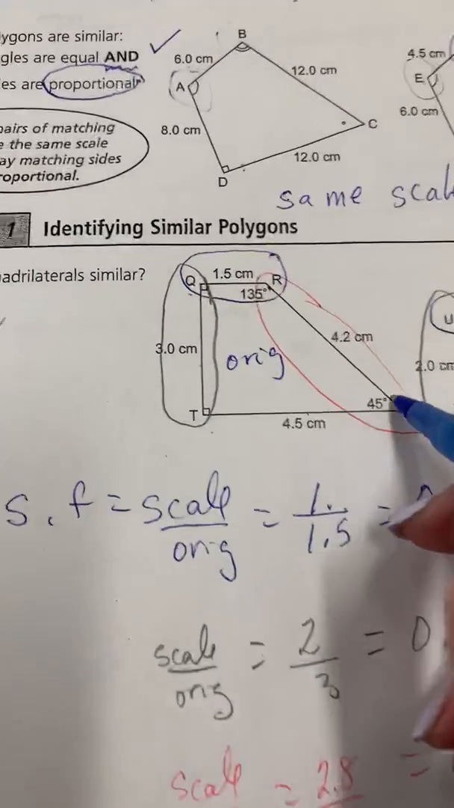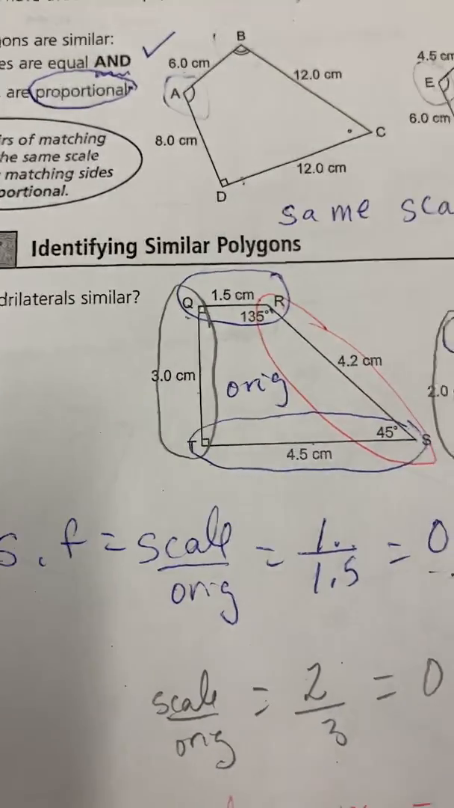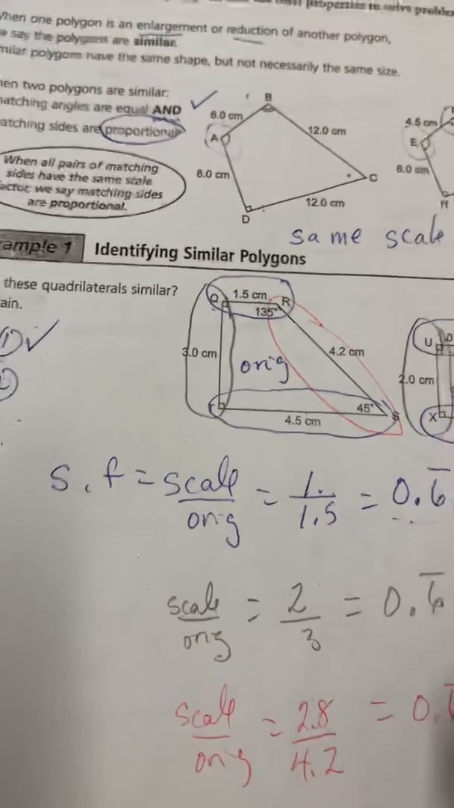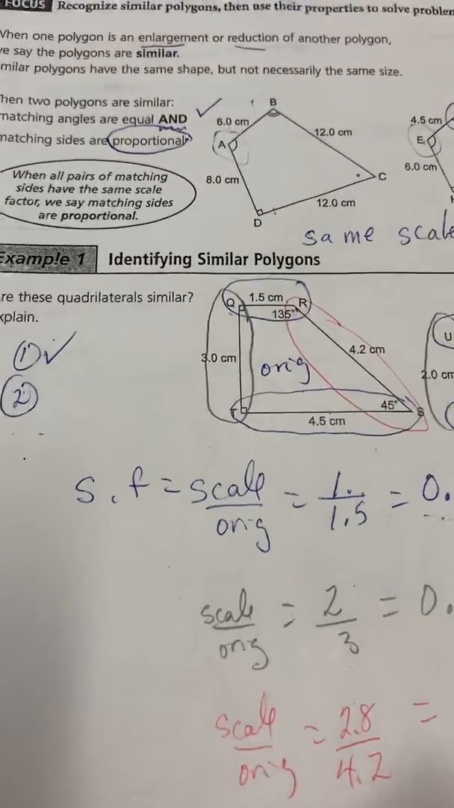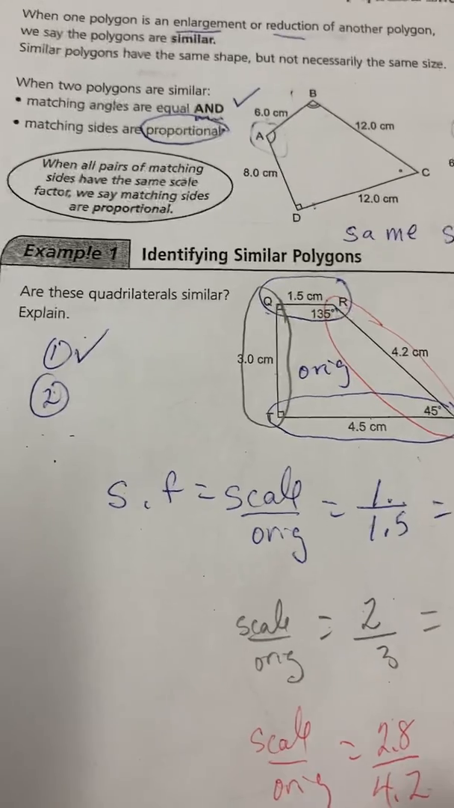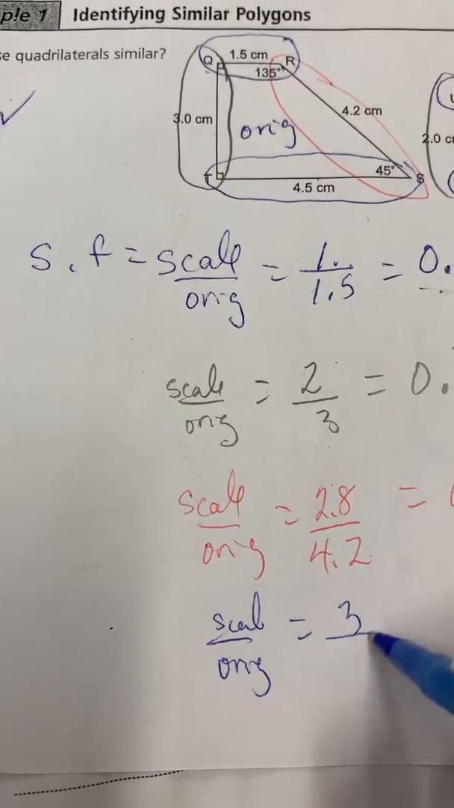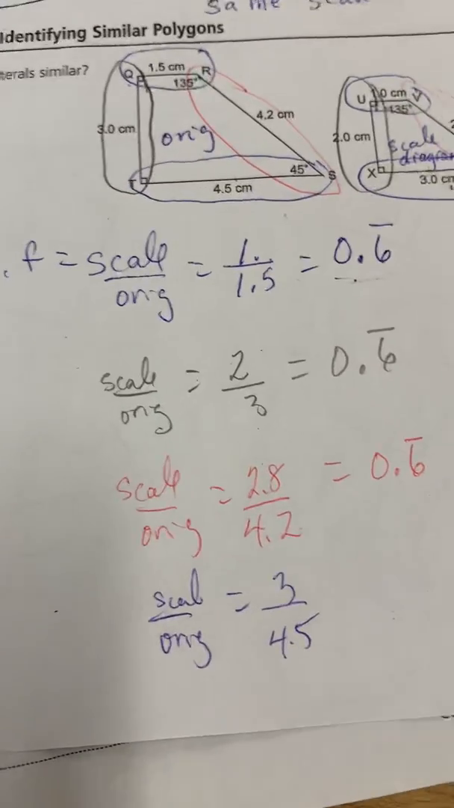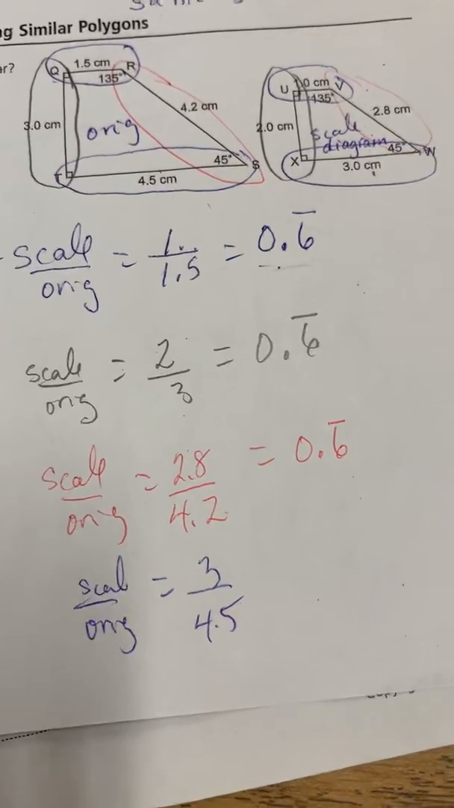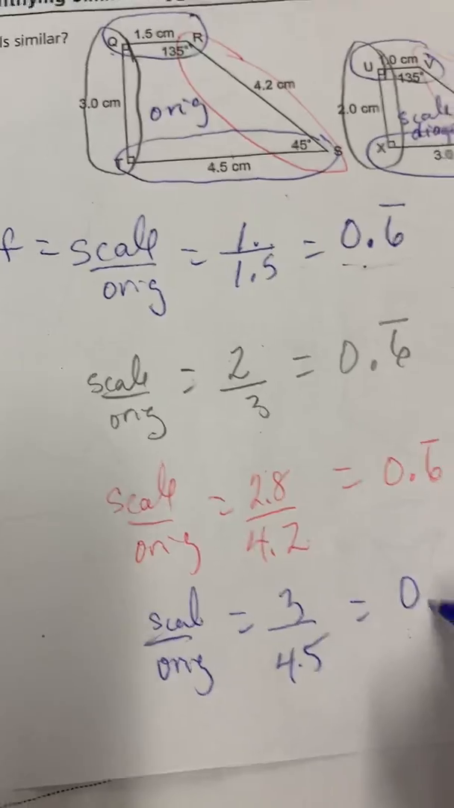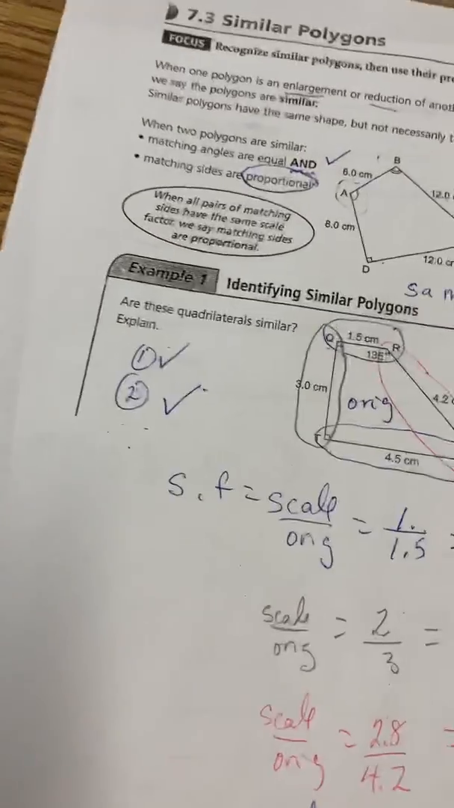Now I've got no other color here, so I'm just going to tell you that these are the corresponding sides. Scale over original. I always write this down because I like to remind myself. Now I have 3 over 4 5/10. And if we work that out, guess what? We got 6/10 repeating. So that satisfied characteristic number 2.